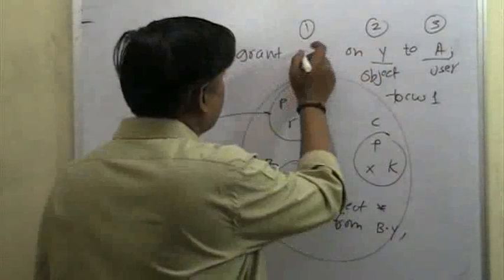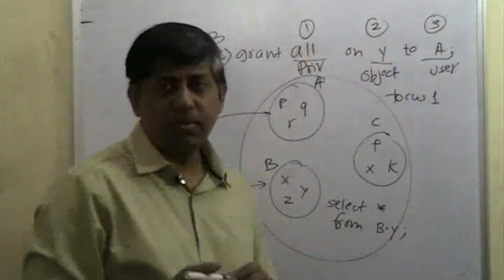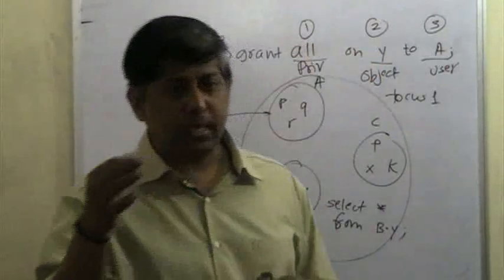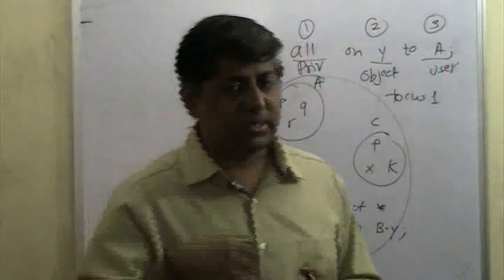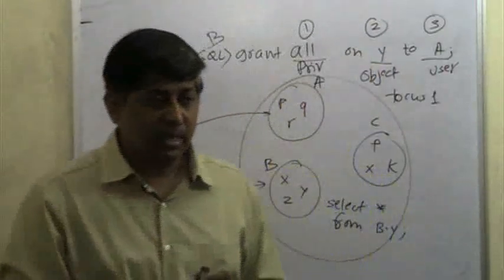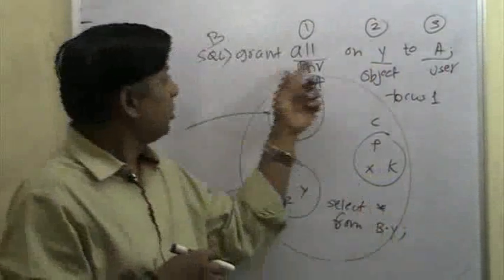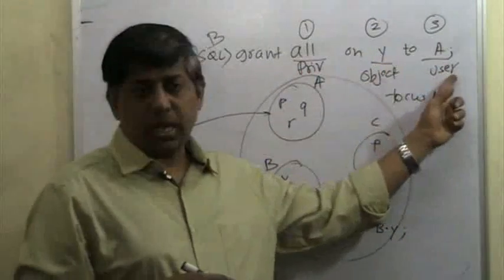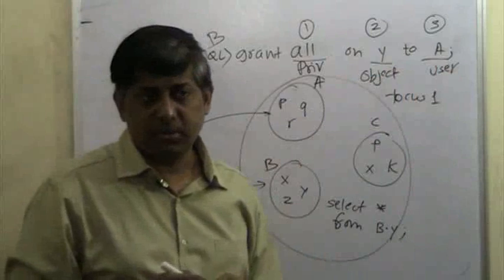Or very easily you can type all. When you type all, it means insert, update, delete, select, and there are certain other privileges called references, indexes, and all that stuff. We will not go into the details of those, but all those privileges will be directly given to user A on object Y.